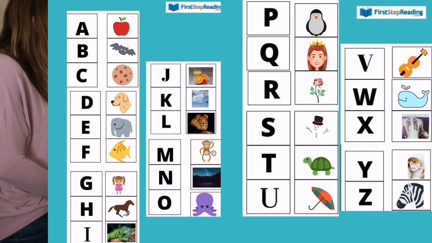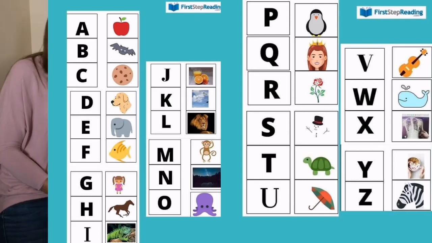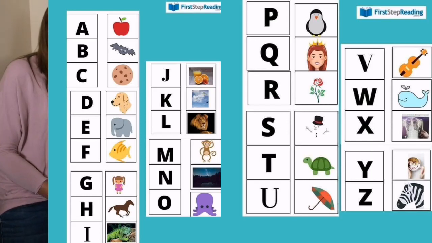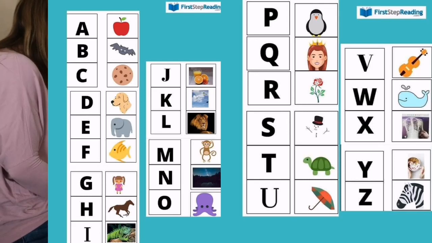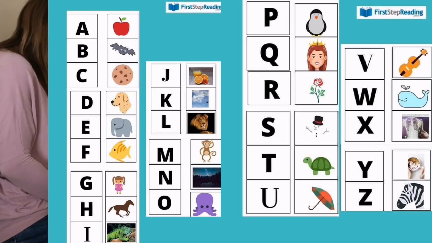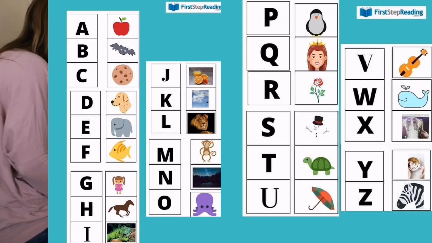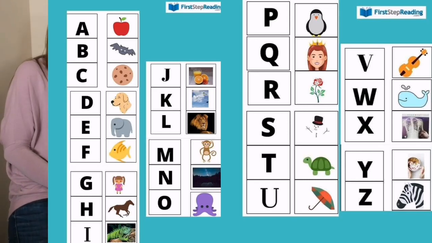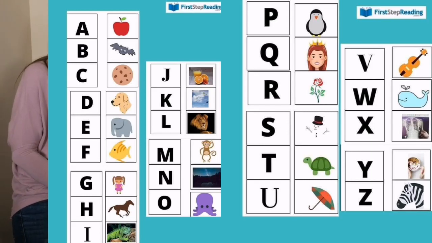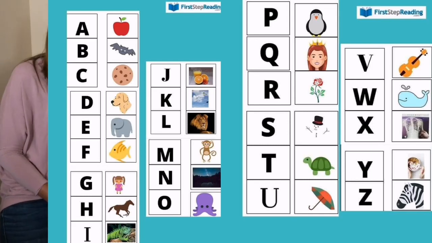The D says d. The E says eh. The F says f, like dog, elephant, and fish. The G says g. The H says h. The I says i, like girl, horse, or iguana.